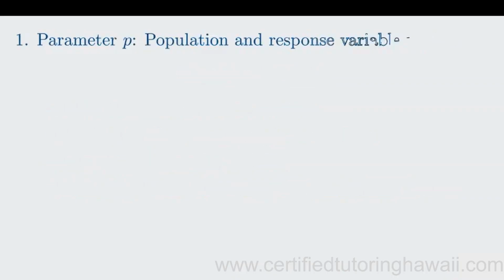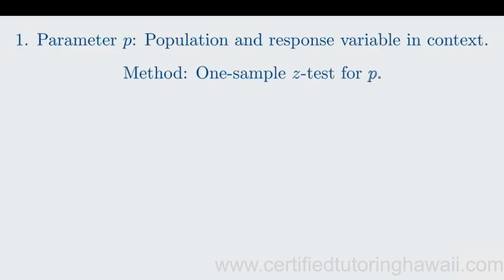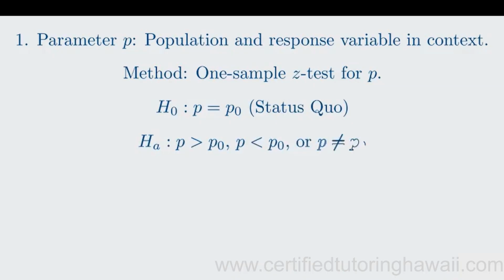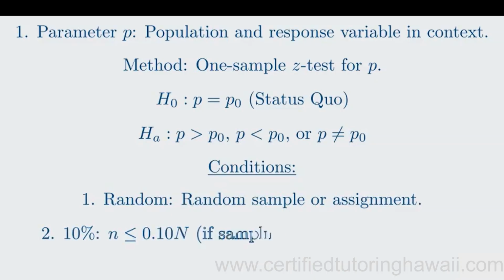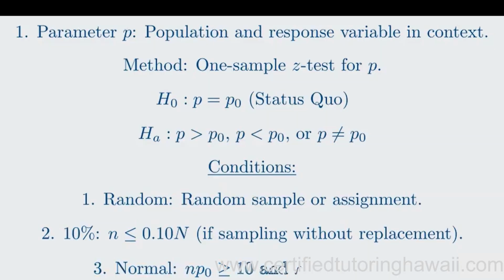We learned that the parameter P must always describe the population and the variable in context. The appropriate method is the one-sample z-test. We saw that the null hypothesis, H0, always uses an equal sign to represent the status quo. The alternative hypothesis, HA, uses greater than, less than, or not equal to, depending on the researcher's claim. Finally, we covered the three critical conditions. The data must be random. The sample size must be less than 10% of the population to ensure independence. And we must have at least 10 expected successes and 10 expected failures, using the null value to ensure the sampling distribution is normal.